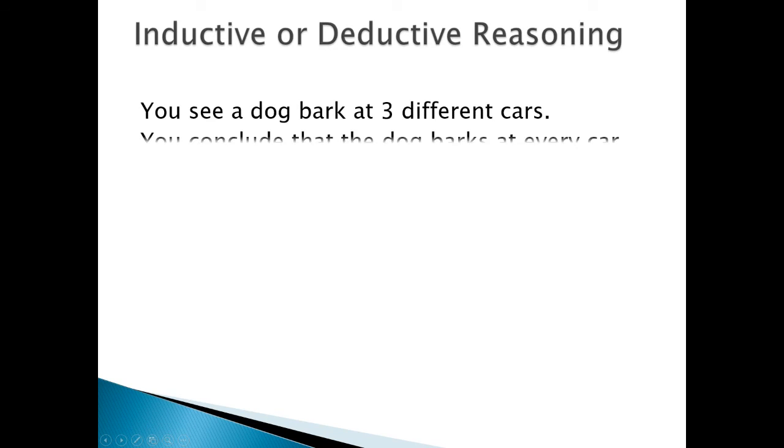Here's another example. You see a dog bark at 3 different cars. You conclude that the dog barks at every car. Is this going to be inductive or deductive? So what you want to look at is I'm going from a specific statement about me observing a specific dog, and then I am making a general conclusion about dogs. So that makes it inductive because I saw one specific pattern, and then I am making it apply to every case. So this is inductive, and we're not going to say whether it's true or false. It would be false because not every dog barks at cars, but there are a lot that do.